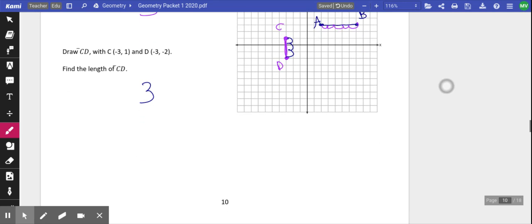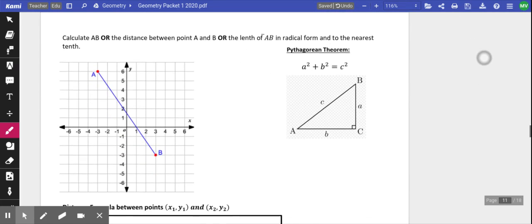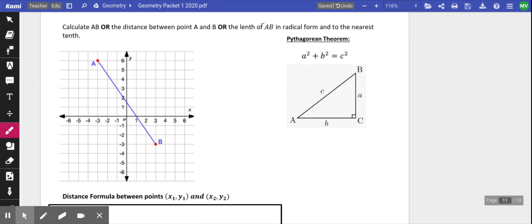Now, this becomes way more complicated when we do a problem like here, where I need to calculate AB, or the distance. Notice when I don't put the segment, that means how long it is, the distance between point A and B, and the length of AB in radical form to the nearest tenth. So how can I do this? Well, the one way I can do this is I can make this into a right triangle.